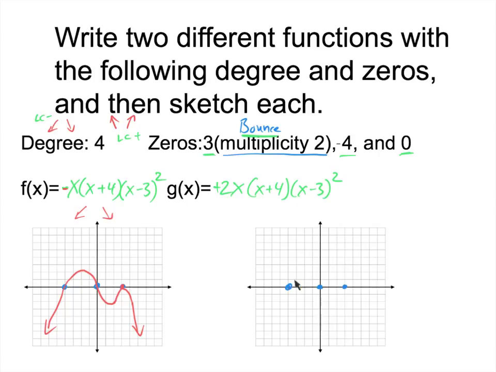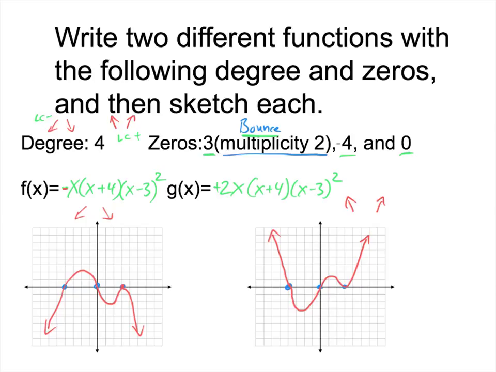Now for this one, I have the same zeros. I'm still going to have a bounce at 3, but isn't the second one going to be going up and up? So for this bounce, we want to be bouncing like that, upward. And then won't this side be going up? So won't it look something like that? So I just graphed, and I made two different equations with the same characteristics given, but they look uniquely different.